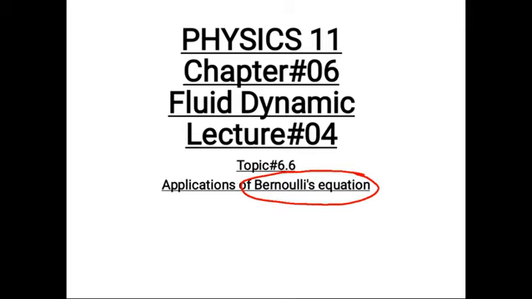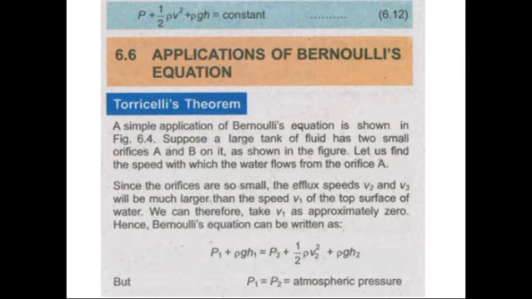P1 plus half rho V1 square plus rho gh1 is equal to P2 plus half rho V2 square plus rho gh2. This is known as Bernoulli's equation. So we are going to discuss the applications of Bernoulli equation. The first application is Torricelli's theorem.